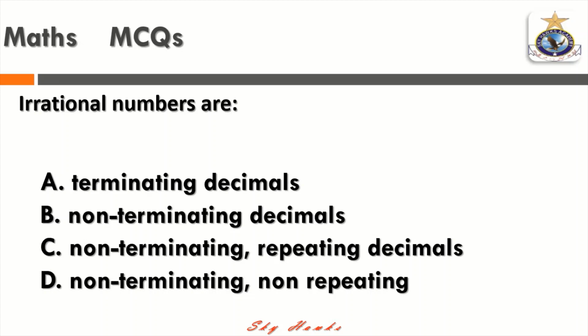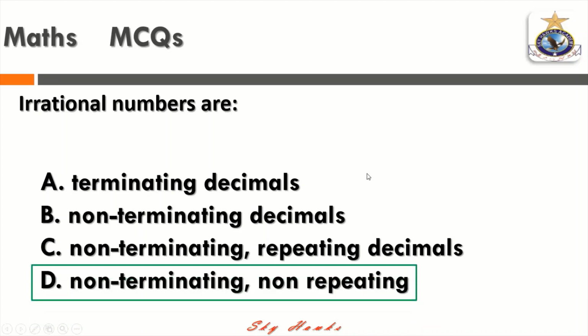So it means your choice is B. Okay, so let's see. But here it's D. Why is it D? Let me explain. When you're talking about irrational numbers, they are non-terminating. The addition process will never be completed over there.